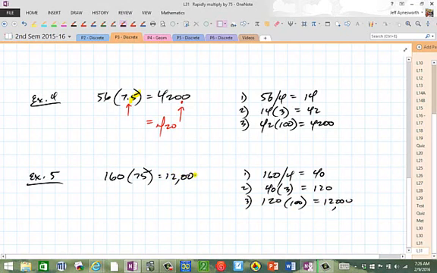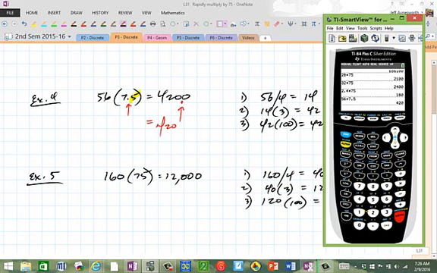It should be a big number. I mean, think about it, 160 times 75, that's got to be kind of big. Of course, then you check it, right? So you take 160.